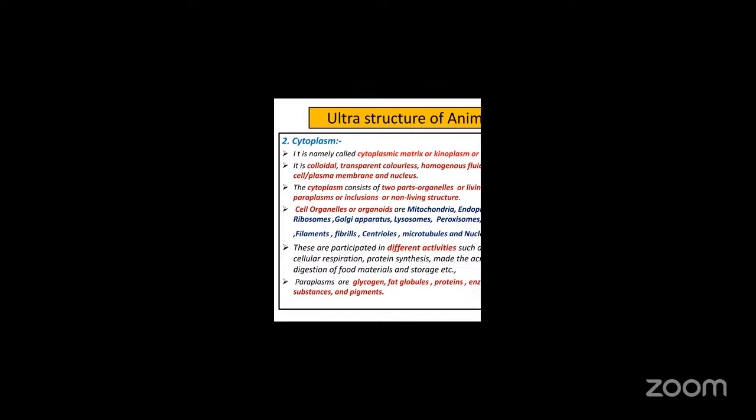Okay. Now we will see the next structure. If you observe just beneath the plasma membrane, you have the protoplasm. Now this protoplasm is differentiated. Protoplasm includes both cytoplasm as well as the nucleus. So we can say that protoplasm is divided into cytoplasm as well as the nucleus. Now we will see what is cytoplasm. The cytoplasm is also called the cytoplasmic matrix or kinoplasm or hyaloplasm or the cytosol.